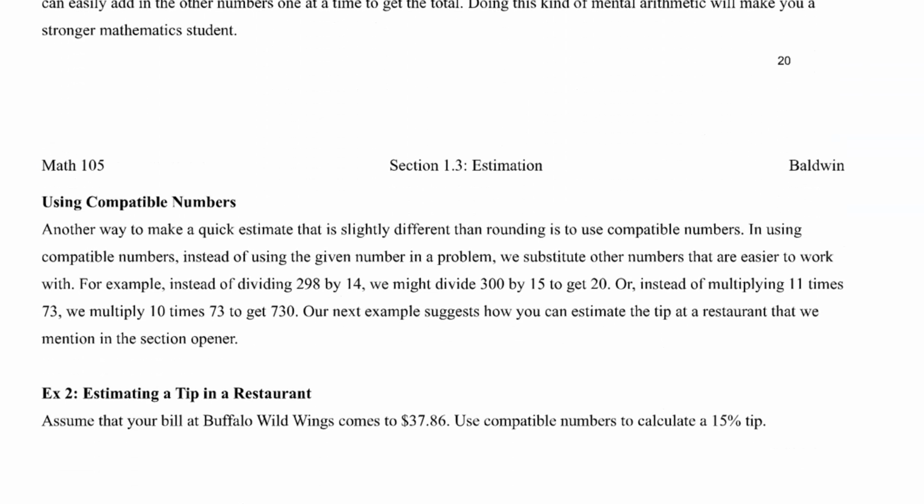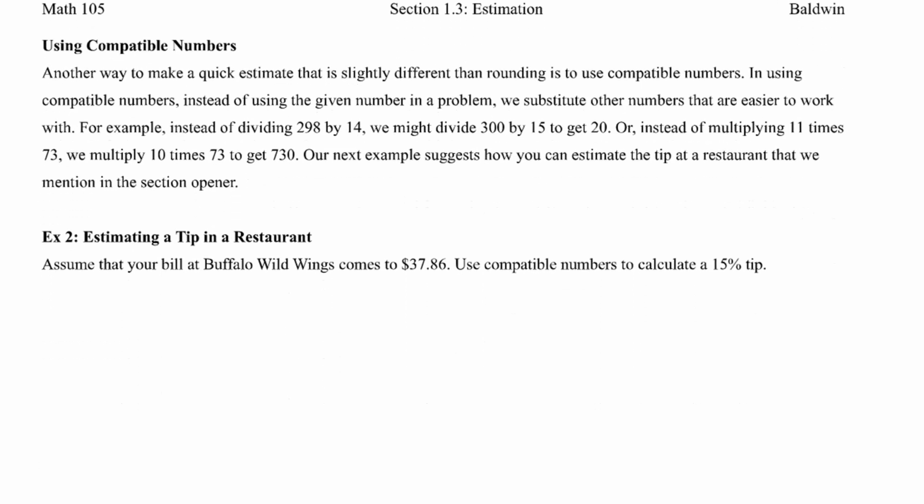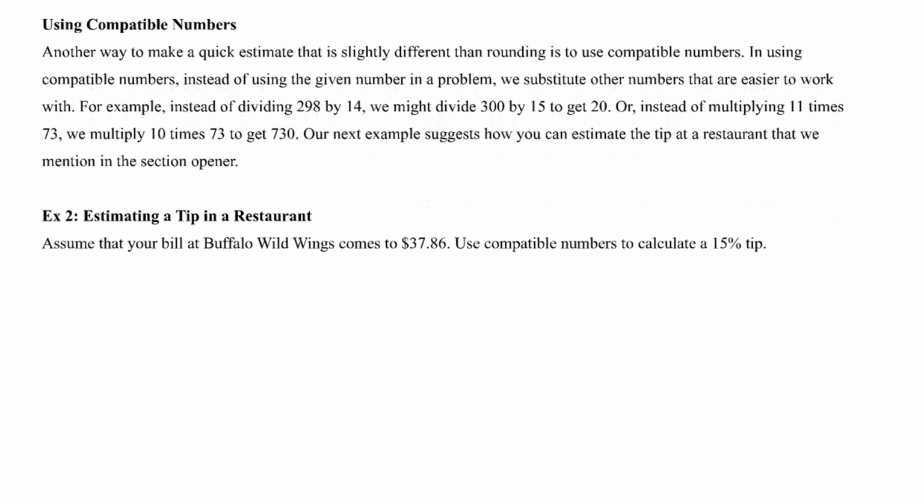Another approach we have is what we call using compatible numbers. When we're using compatible numbers, it's not so much focused on rounding. We're choosing convenient numbers that are easier to work with and then substituting those in to perform the indicated operation. Let's look at an example of that if we think about going to Buffalo Wild Wings and trying to figure out how much we want to tip.